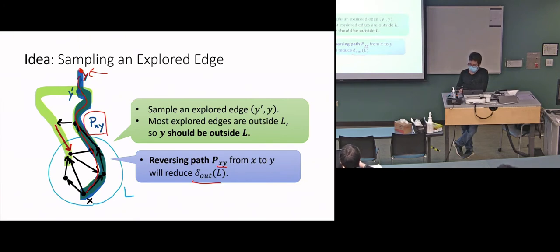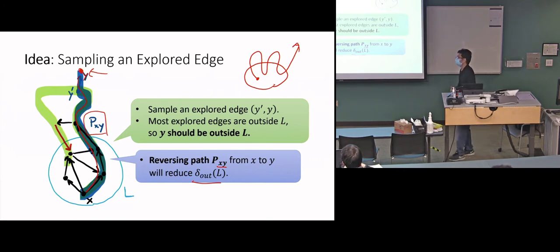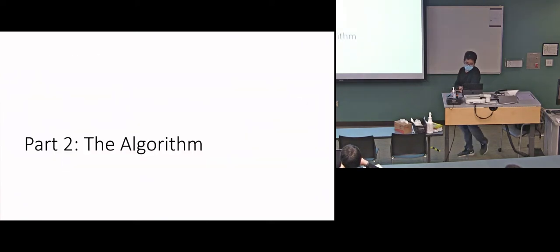What about if this path is a simple path? If it's not a simple path, then as long as the endpoint is outside, you would still reduce the cut size by 1. I will argue about this formally soon, but now you have the general idea.